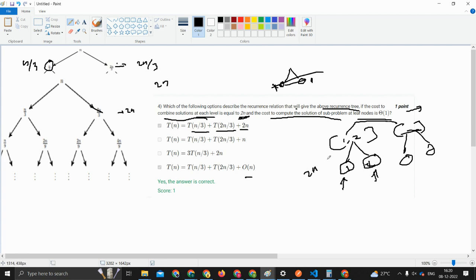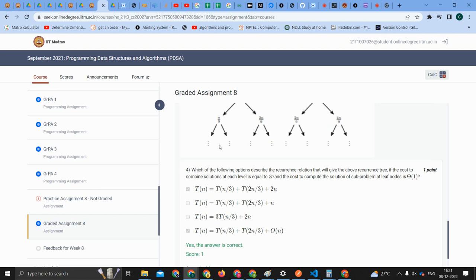You understand? At every level, the n keeps on changing. But you don't need to worry. Just put the 2n, whatever they're giving, nothing else. No sweat. It's not n, and this is wrong. Shall we move ahead, guys? Yes.